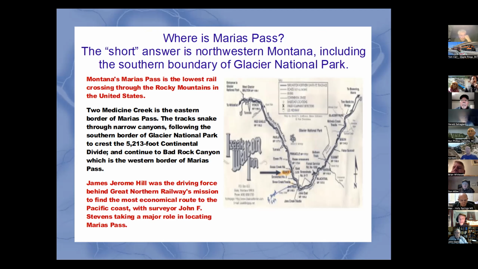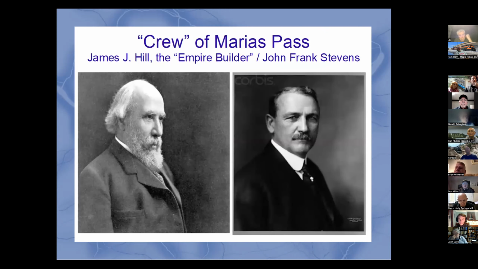Summit is 5,213 feet, and that is why it is still to this day the most profitable line going through there in the United States. A lot less height, they can get through with a lot less fuel. Marias Pass was found and discovered, I guess you could say, by John Stevens. James J. Hill is on the left. He is the creator of the Great Northern Railroad. I won't launch into a lot about Mr. Hill tonight because there's a complete documentary that's about 8 hours long on him on DVD that is excellent.